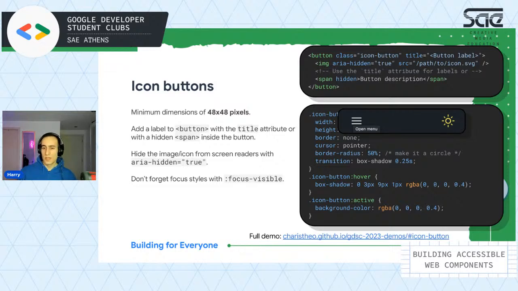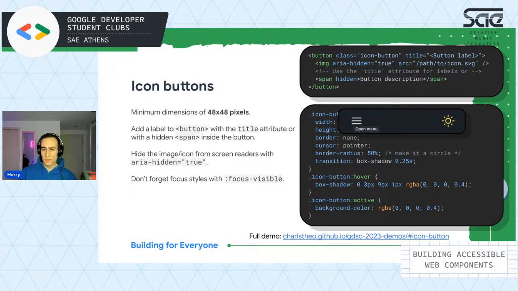Now, in most cases, you might want to hide the icon from screen readers because it doesn't add any extra value to someone with a screen reader, or maybe someone that cannot see as well. So you might as well hide it from the screen reader using the aria-hidden equals true. But this is very important: you should always provide a description for it.